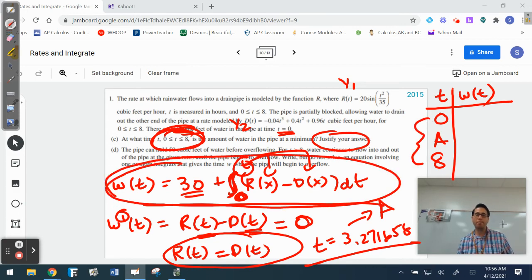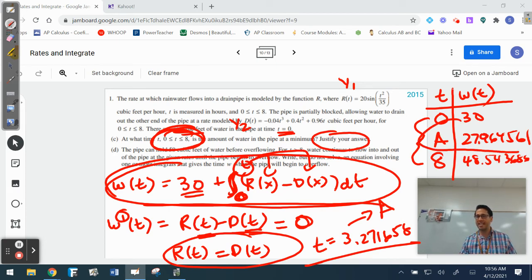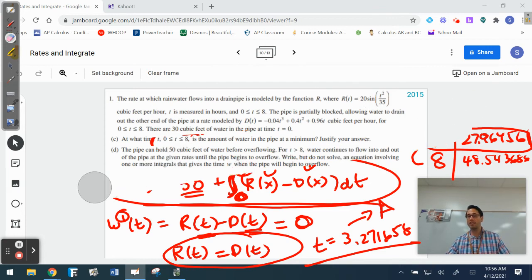So it'd be 30 plus math niners, right? And you go from 0 to 0, which would be 30. You go from 0 to A, and if you did that, you get 27.964561. And then you go 0 to 8, which gives you 48.543686. This is obviously the minimum. All right, very surprising. Usually the max min question is the last question they ask.